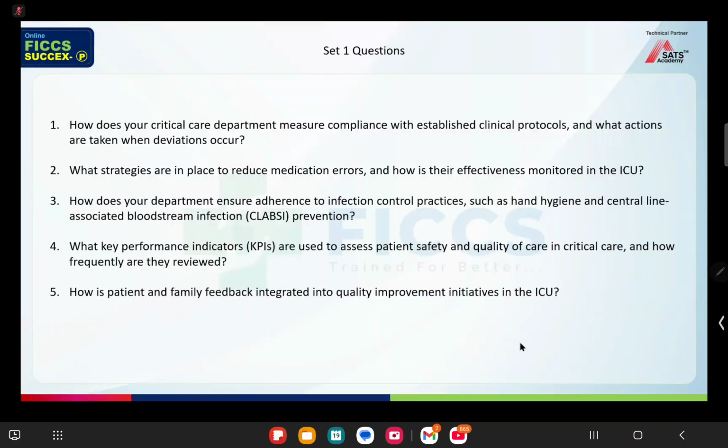Second question: what strategies are in place to reduce medication errors, and how is their effectiveness monitored in the ICU? See, we know ICU is the place where maximum patients receive medications. The orders keep on changing, no? So there are a lot of errors which can happen. So what do you think are the strategies that need to be put in place to reduce them?